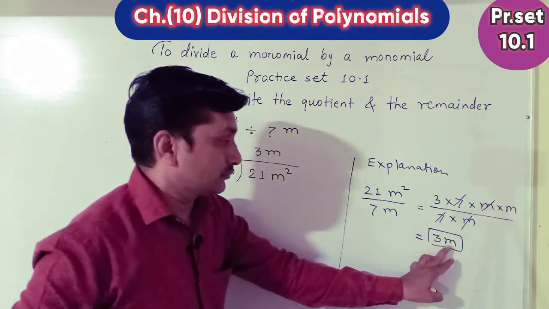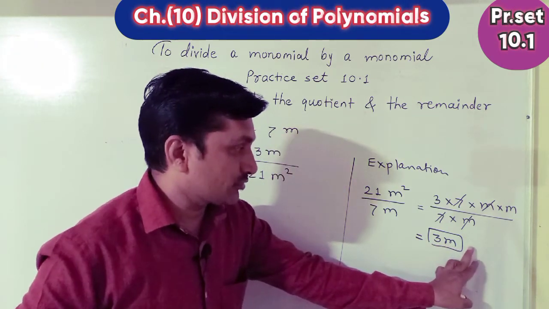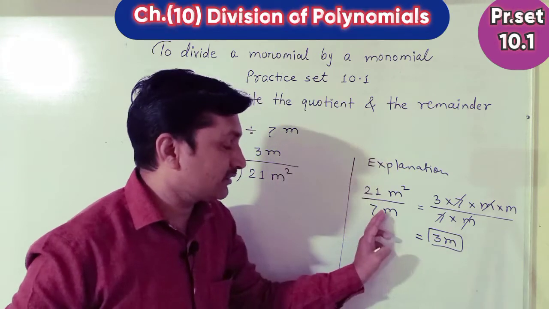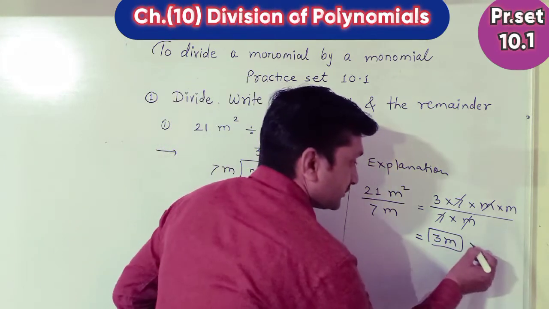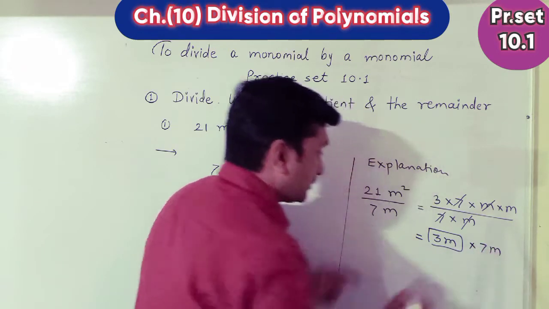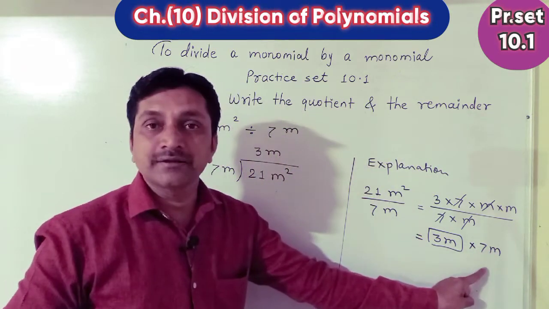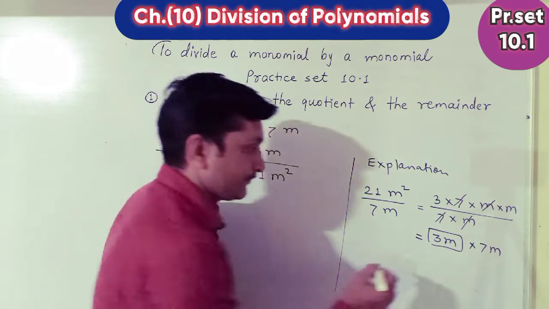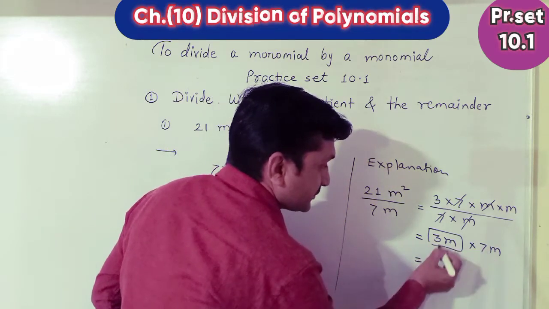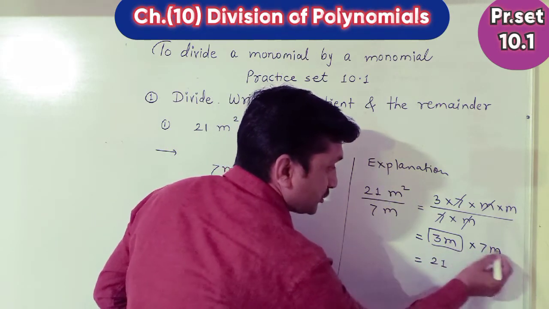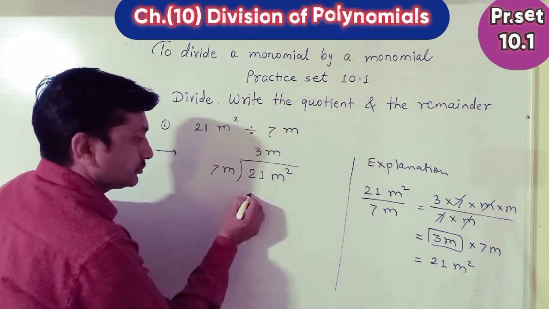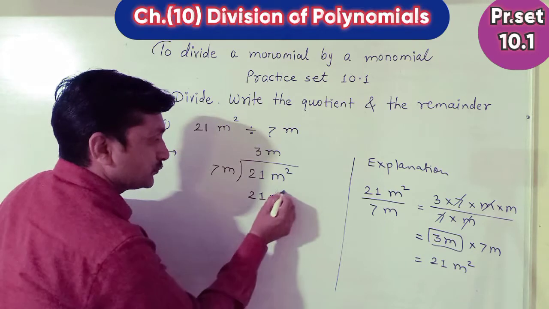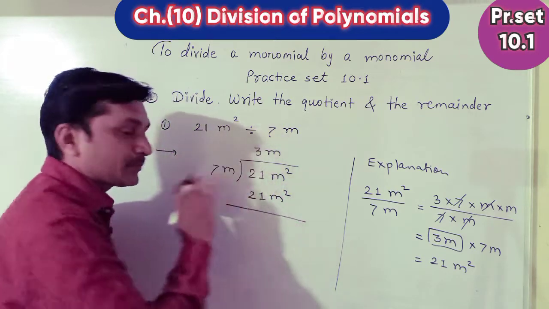Now here what to write? Whatever quotient we got, multiply. Here we divided, now here you multiply by the divisor. We have to multiply by 7m, means first division and then multiplication with the quotient. Now see what is the product. 7 threes are 21, m into m is m square, and this term will come down here, 21m square. Now here we have to subtract.